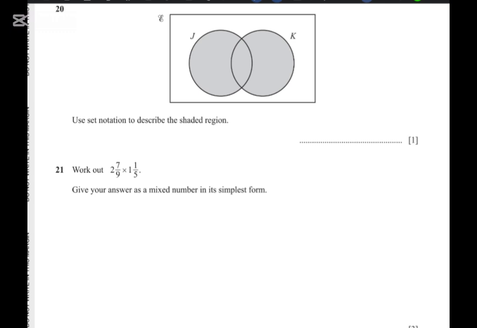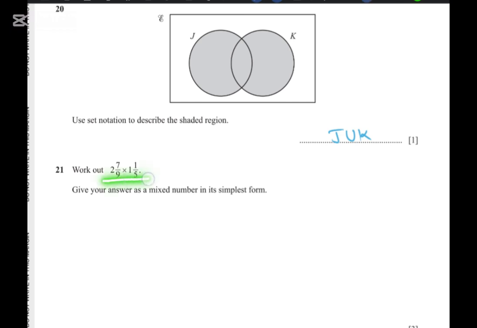Question number 20. Use the set notation to describe the shaded region. Now this is the Venn diagram given where J and K are written. So to write the set notation, according to what is shaded, it is union. So J union K.